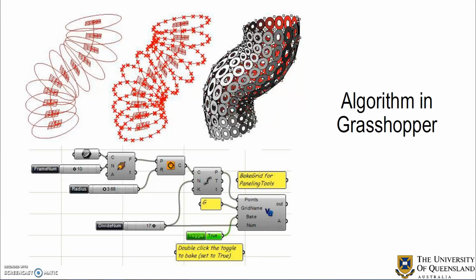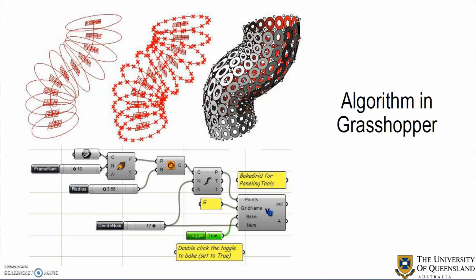Algorithms we'll be using in Grasshopper have similar logic. It works from left to right, just the way we read and write in English, and we start with a basic shape and transform it and take steps to get the result we want.